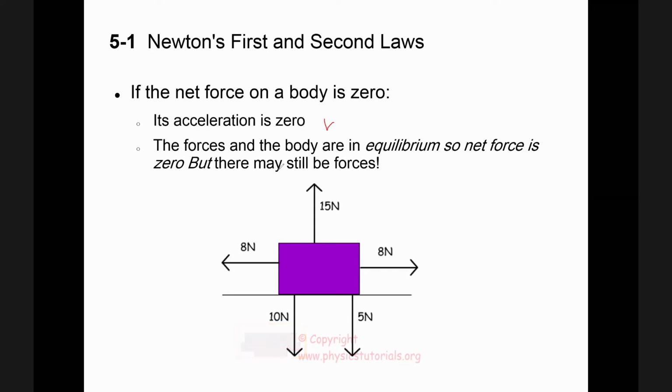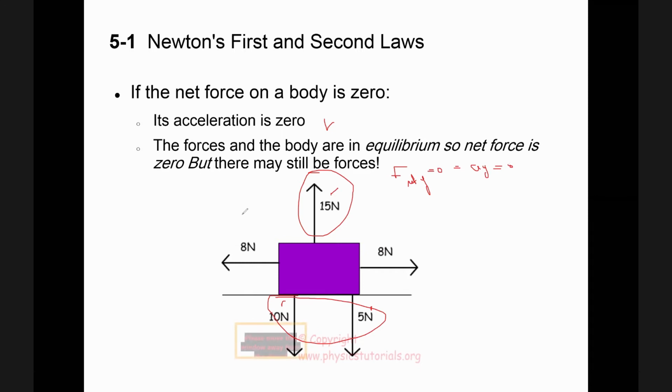For example, take this block on the ground here. It has one force up, 15, and it has two forces, 10 and 5, down. These forces against those two forces combined, the net force on y equals 0. So F net y equals 0 means a_y is equal to 0. Right. If net y is equal to 0, it means a_y is equal to 0.